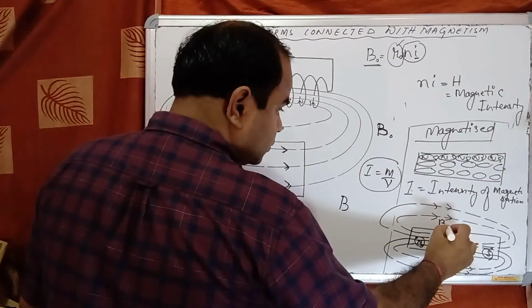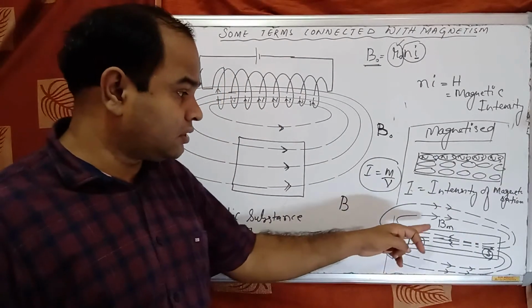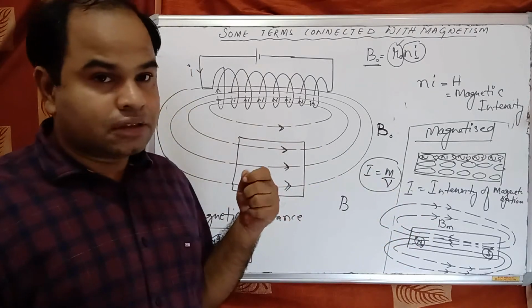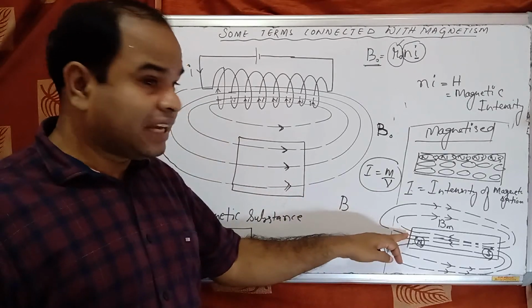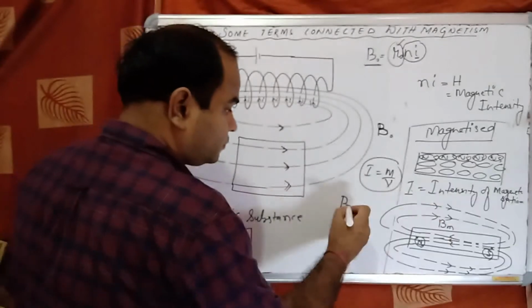induced or magnetized magnetic substance is, let us say, Bm. Again, let us say the magnetic field strength of the magnetized magnetic substance is Bm.